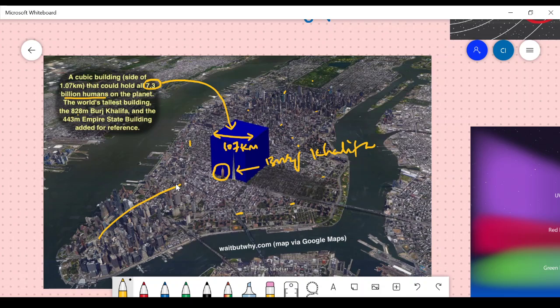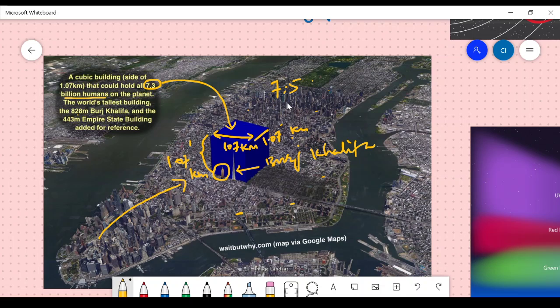So if we all are gathered here, this particular cube is about 1.07 kilometer in length, 1.07 kilometer in breadth, and 1.07 kilometer in height. It can accommodate all the 7.3 billion humans. Now it is close to 7.5 billion. 1 billion is equal to 100 crore.